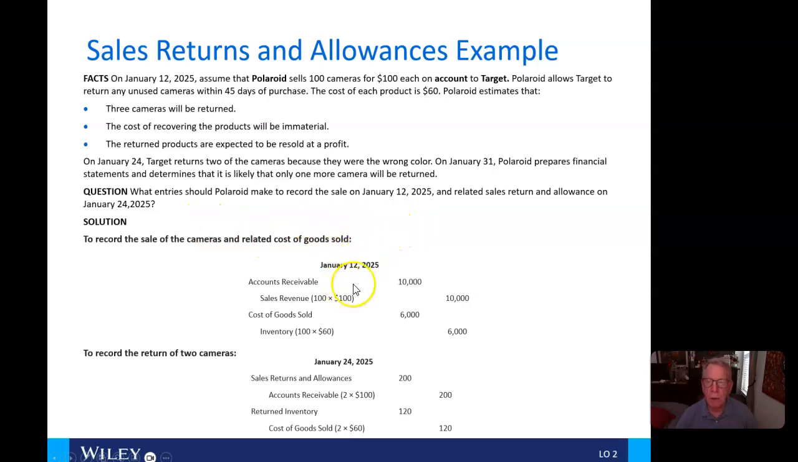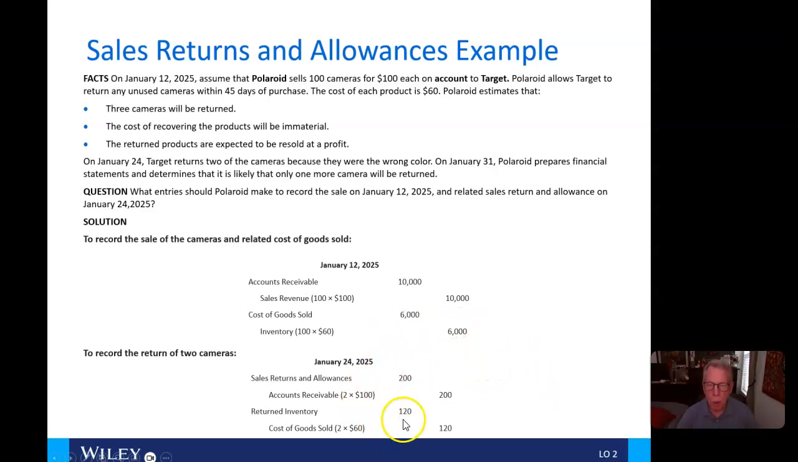So, initially, what we're going to do, 100 cameras times $100 is $10,000. So, we'll debit accounts receivable and credit sales revenue. At the same time, expense recognition principle will record a debit to cost of goods sold and a credit to inventory because those cameras went out the Polaroid's factory to Target.